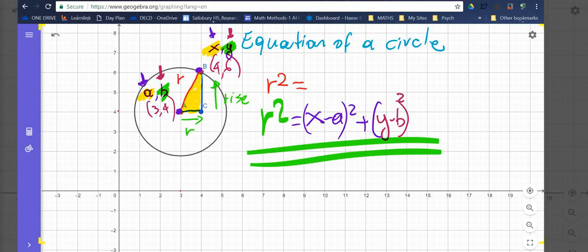This is what we call the equation of a circle. We're going to use it practicing for some exercise. Thank you very much. We will practice more and we will see where we're going.